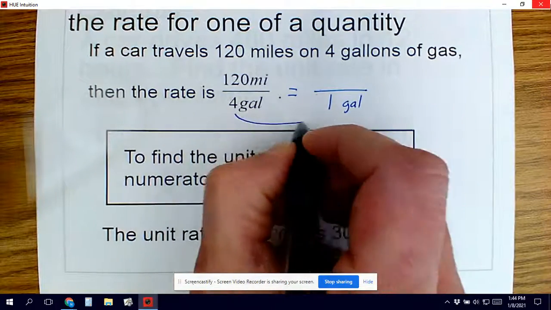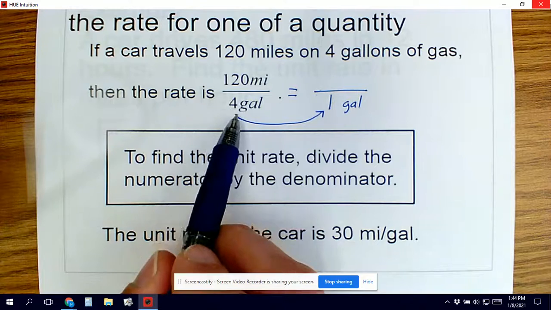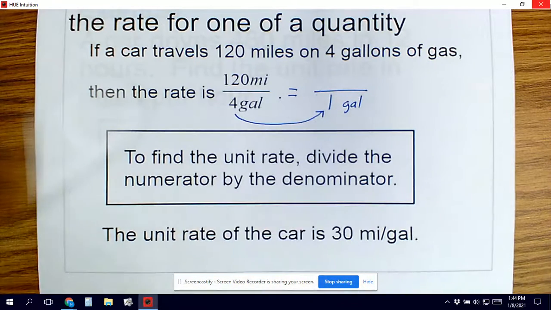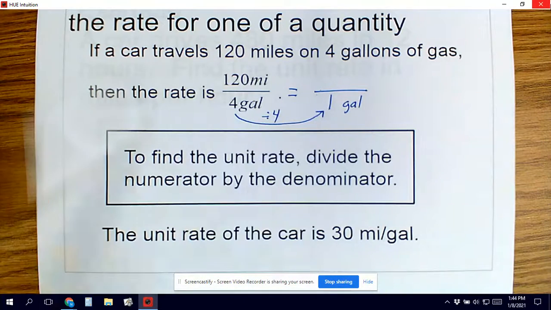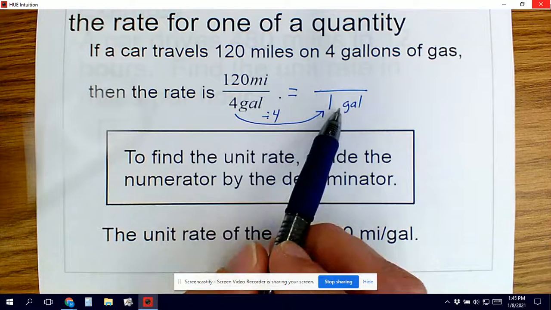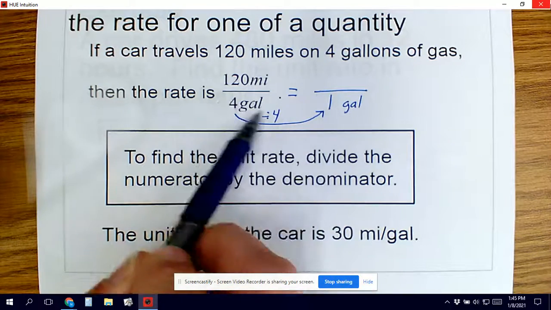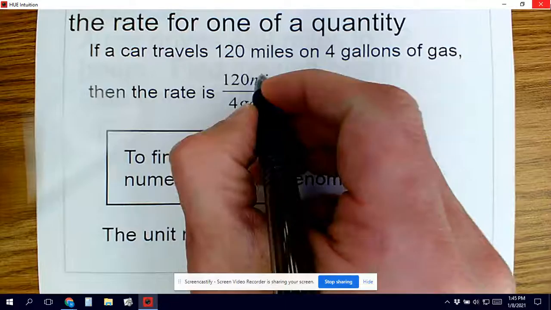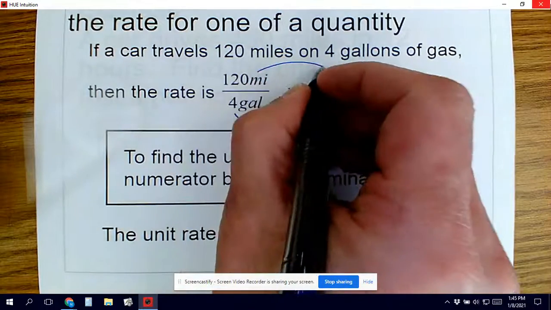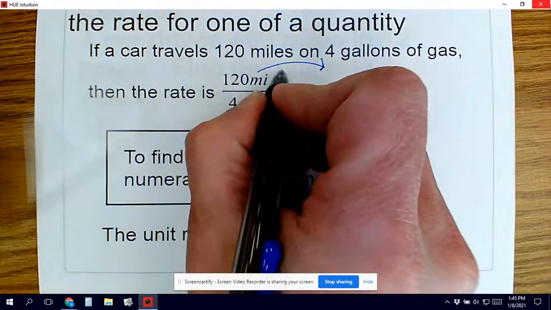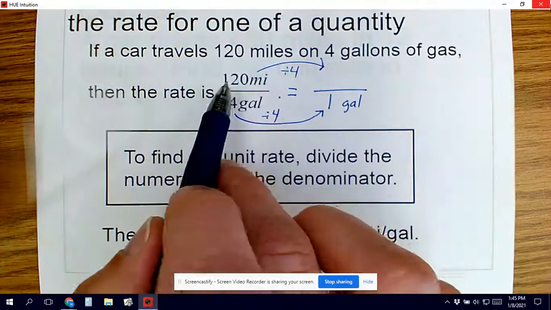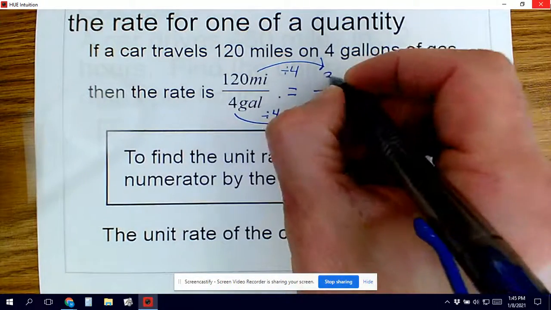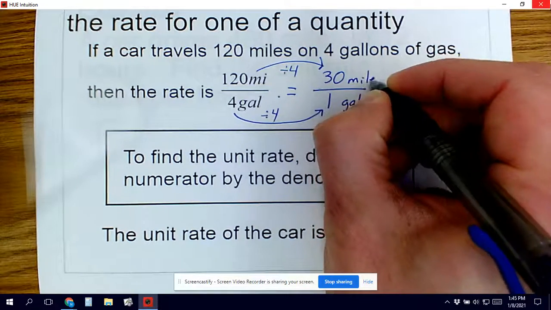Now, multiplicatively, what can I do to 4 to reduce it down to 1? Using only multiplication or division, my only option is to divide by 4, because 4 gallons divided by 4 would get me 1 gallon. Now, to keep my rates equivalent, because I divided the bottom by 4, I need to do the same thing to the top. So we're going to divide 120 miles by 4. And if you need to use a calculator, that's fine. Go ahead and grab one. But 120 divided by 4 should give me 30, and in this case, we're talking miles.